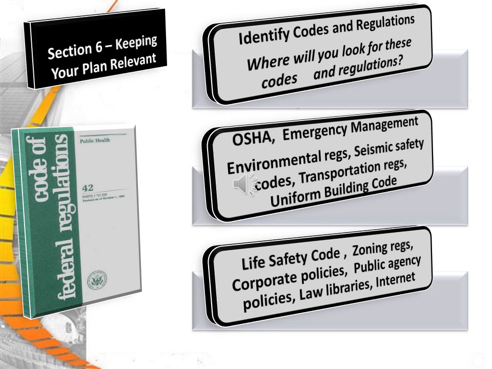Identify codes and regulations that affect your business. Where will you look for these codes and regulations? Well, how about OSHA, your Emergency Management Office? Environmental regulations with the EPA or your state? Seismic safety codes, transportation regulations, the Uniform Building Code, Life Safety Code, zoning regulations, corporate policies, public agency policies, the law libraries, and the Internet.